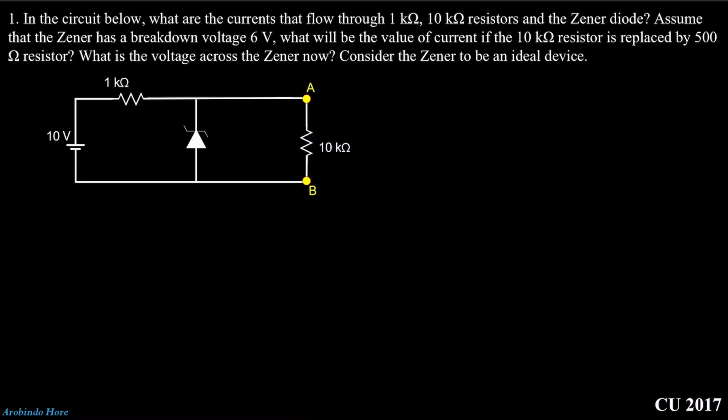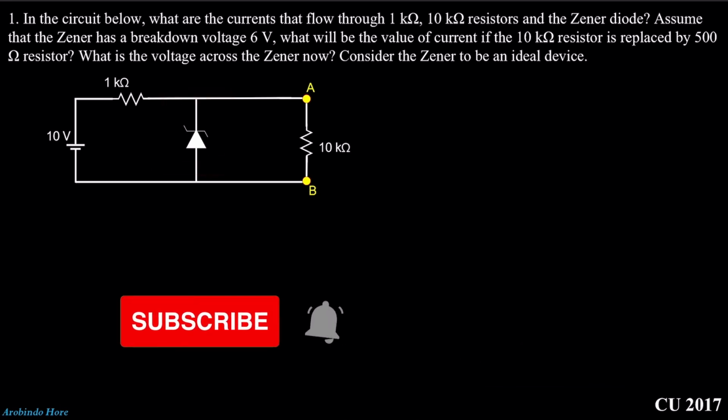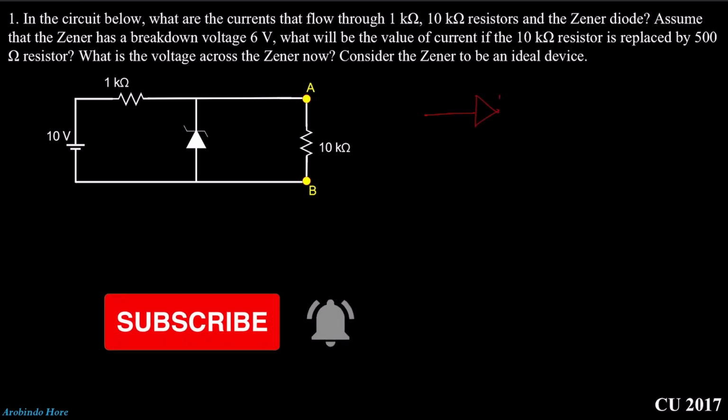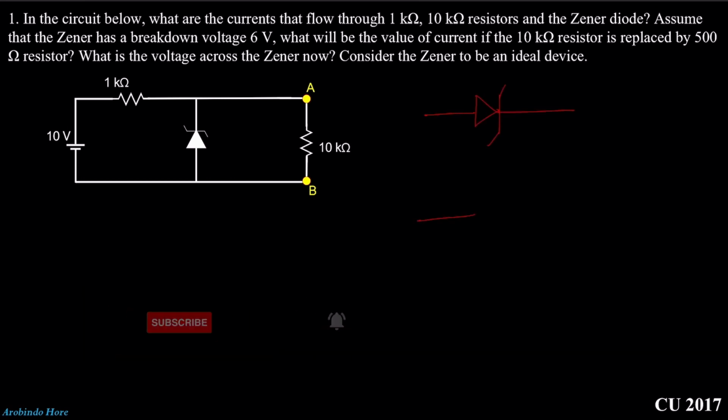Hello everyone. Today we will solve the problem from the Zener diodes. Zener diode is a special type of diode and you can see the symbol is like this. So Zener diode looks like this one, whereas a normal diode looks like this. This side is P, this side is N, or you can say this is plus, this is minus.